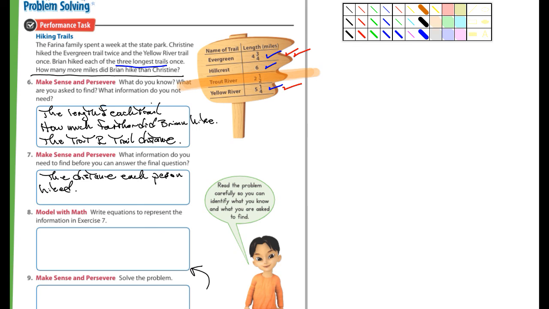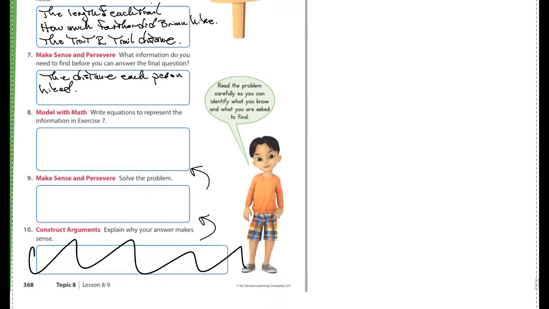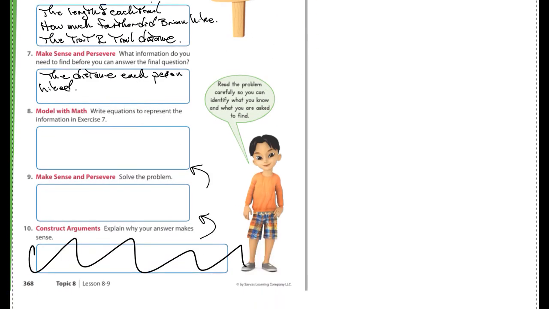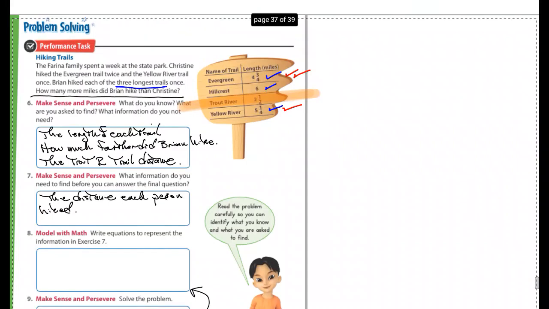And then number 8 you can do, and number 9 you can do. And then number 10, I just scratched it out. Explain why your answer makes sense. You did the work in 8 and 9, I'd be happy with that. So I think that's essentially they're asking you to estimate. But that's it.